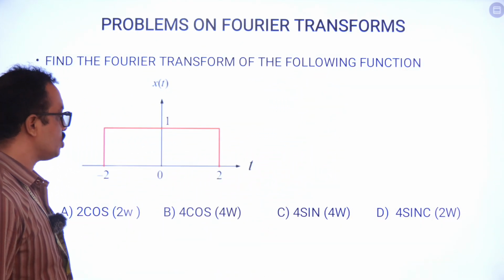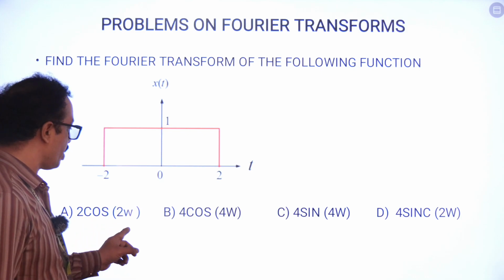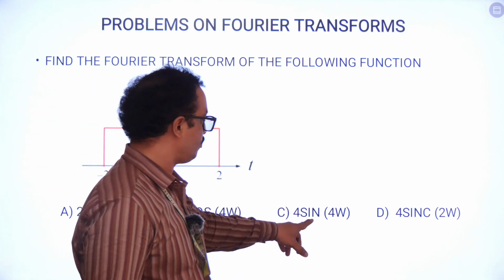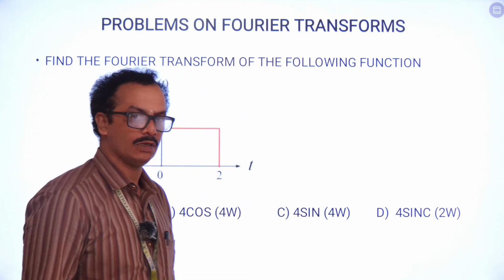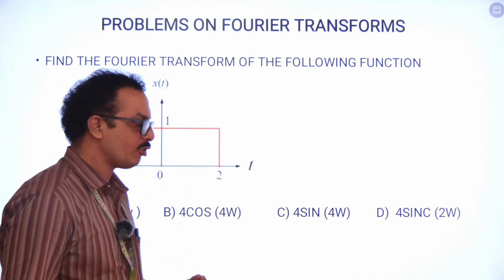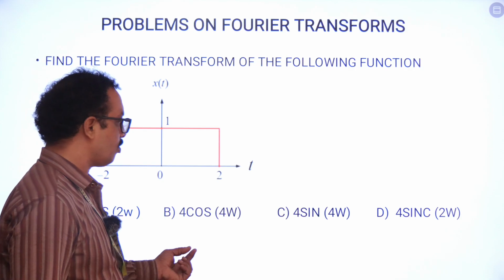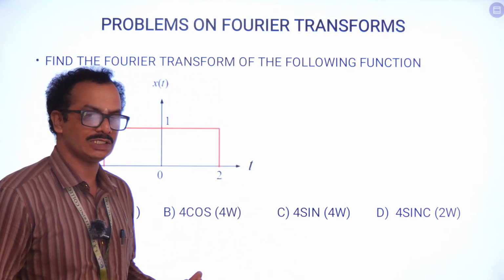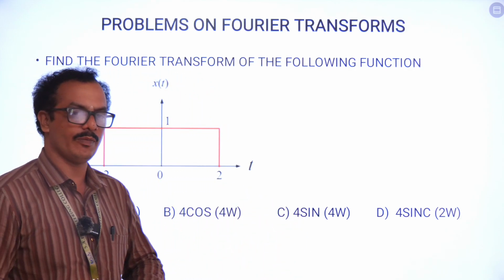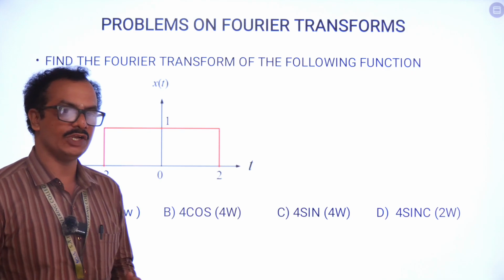Okay, so the four options given are 2 cos 2 omega, 4 cos 4 omega, 4 sin 4 omega, and 4 sin 2 omega. We got the expression as (e power j omega 2 minus e power minus j omega 2) by j omega. The basic sine formula is (e power j theta minus e power minus j theta) by 2j. So in the denominator I am getting 2j.